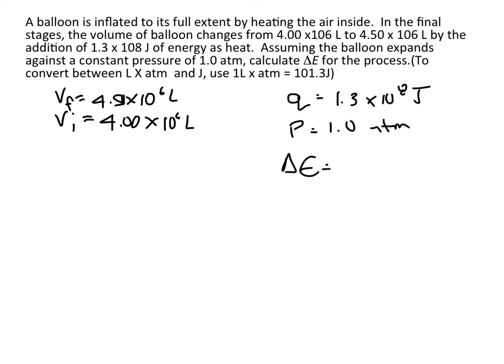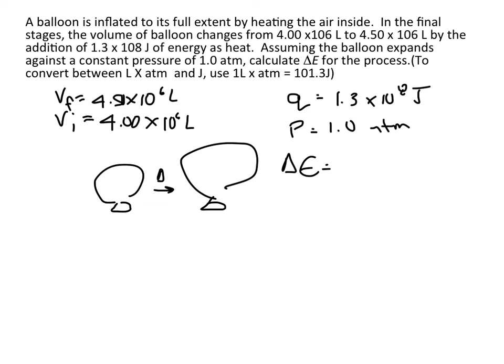Okay, so they want to know the change in the energy for the process occurring at 1 atm when a balloon goes from 4 times 10 to the 6 liters to 4.5 times 10 to the 6 liters upon the addition of 1.3 times 10 to the 8 joules of energy in the form of heat. So basically what we're saying is we're taking a balloon and we're increasing its volume by the addition of heat.